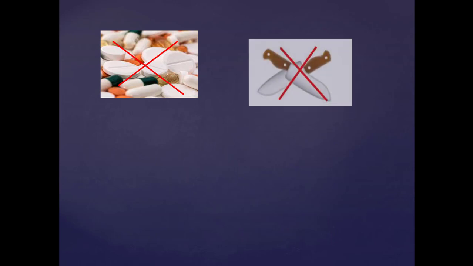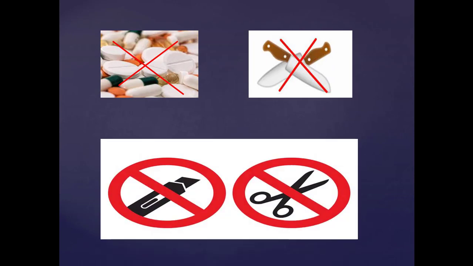Also, there are some more things you shouldn't touch, like medicines. You should not touch the medicines, they can harm you. Knives, they can also harm you, so don't touch the knives. And the cutter or scissors, all these things can harm you, so don't touch these things.